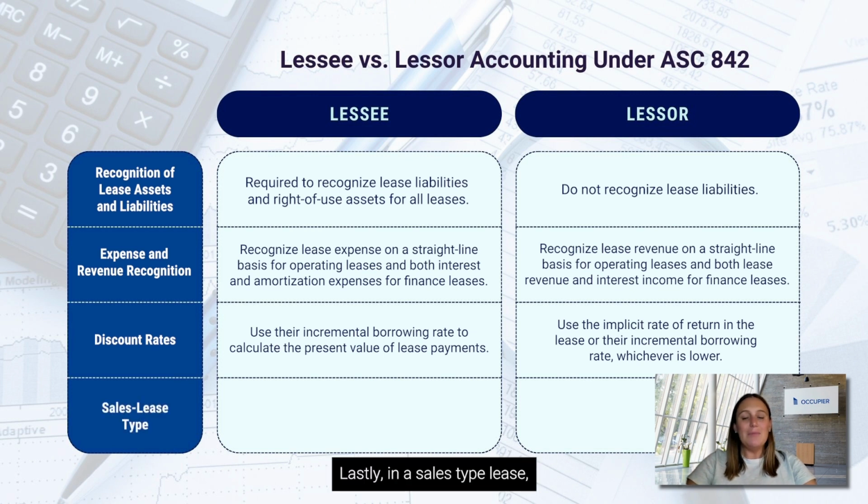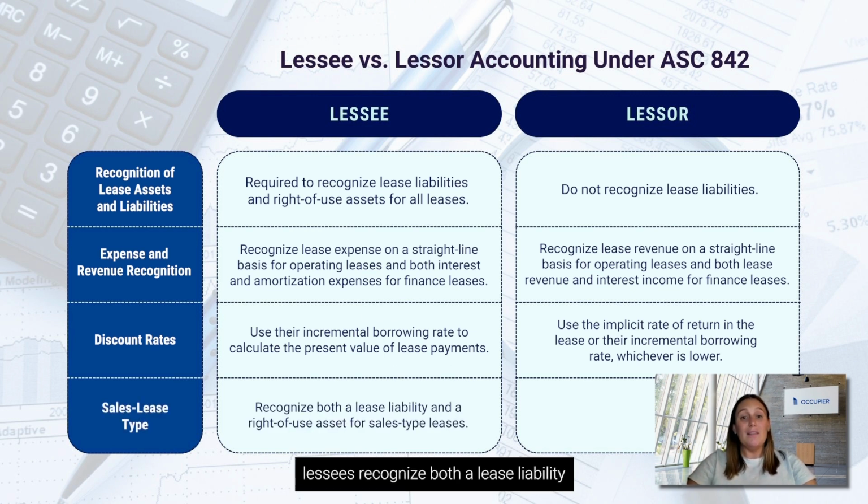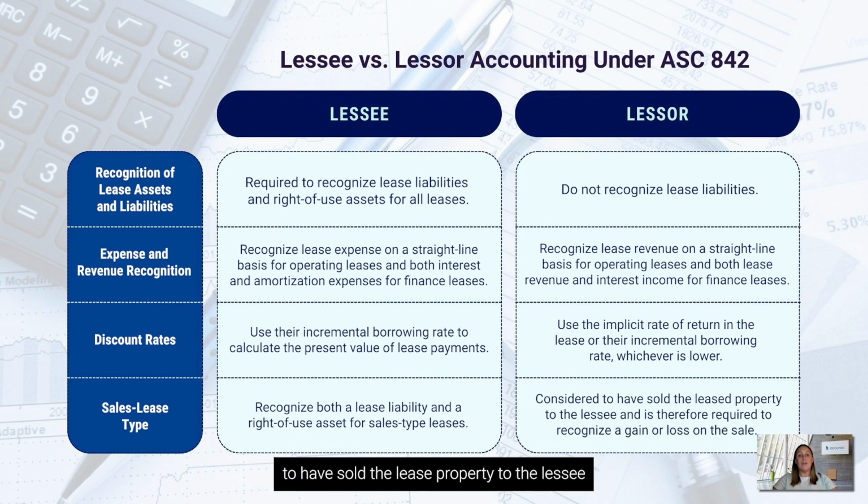Lastly, in a sales type lease, lessees recognize both a lease liability and a right of use asset. The lessor is considered to have sold the leased property to the lessee and therefore recognizes a gain or loss on the sale immediately.